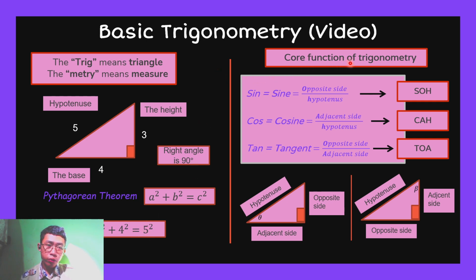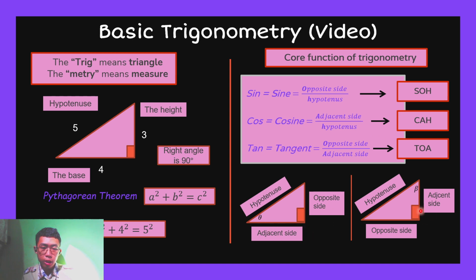Core functions of trigonometry. Sine is equal to opposite side per hypotenuse, or we can call it SOH: S for sine, O for opposite side, H for hypotenuse. And cosine is adjacent side per hypotenuse, so we can call it CAH: C for cosine, adjacent side, and hypotenuse. Tangent is opposite side over adjacent side, or TOA.